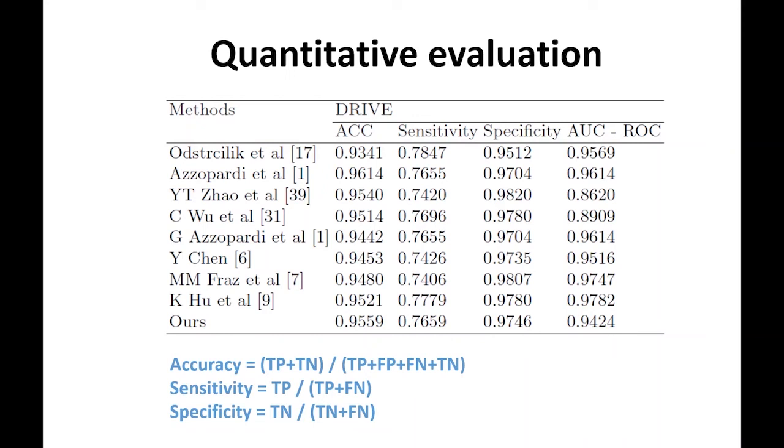Accuracy is a metric to calculate the ratio between pixels which are correctly classified and total pixels in the dataset. Sensitivity, also called recall, is a metric to measure the proportion of correctly predicted positive samples among all positive samples. Specificity indicates the proportion of true negative samples among all negative samples.